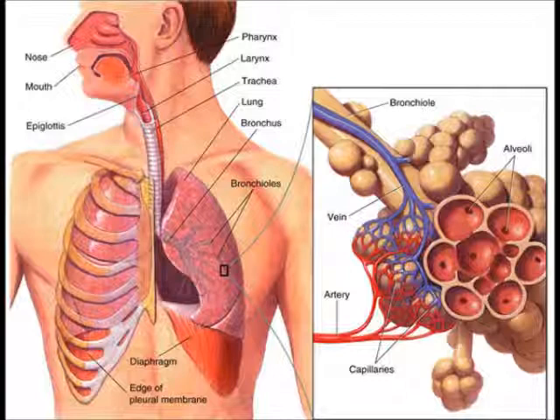Let's start with the hair follicles in your nose. They trap particles, right? Yes. And then you said what? Cilia. The cilia are another mechanism to trap the particles. And then you do what? Sneeze. Why?